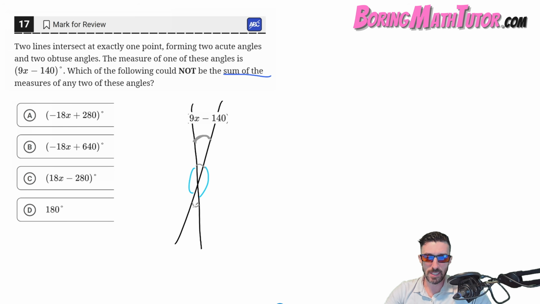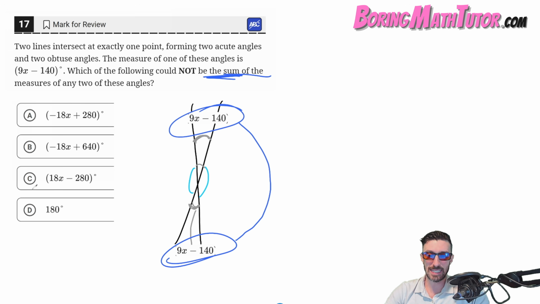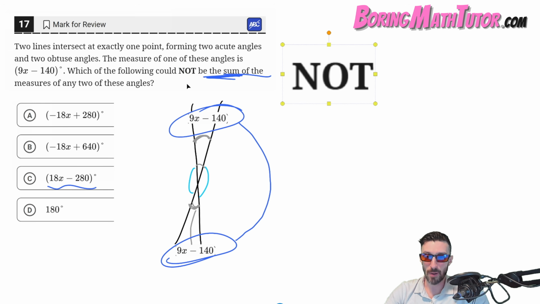If we do that, then down here, it would also have to be equal to 9x minus 140. So if I were to take the sum of those two, what would I get? I would get 18x minus 280. Now remember, we're after the one that is not possible, so that means we have to throw this out because that's the one that is possible. But we're looking for the one that's not possible. Okay, so that one's gone.